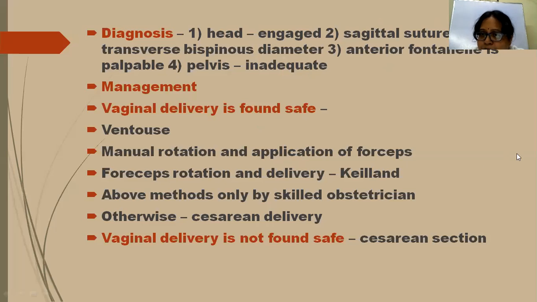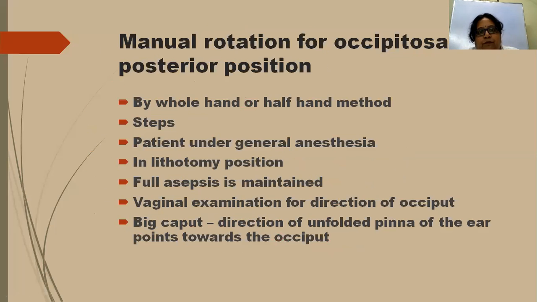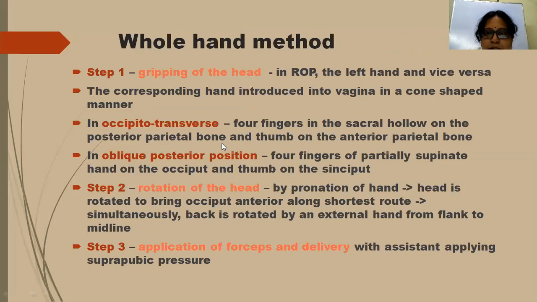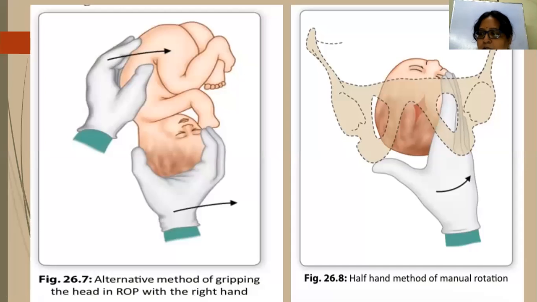Nowadays, Keelan's is outdated and we are not using it anymore. The above methods should be done only by skilled obstetricians. Otherwise, if the obstetrician is not well versed in the above methods, it is better to go for cesarean section. And if vaginal delivery is not found safe, then we directly do a cesarean. So how do you do manual rotation? This is there in your textbook. You can just go through this. Now we will watch a video of occipito-posterior position.